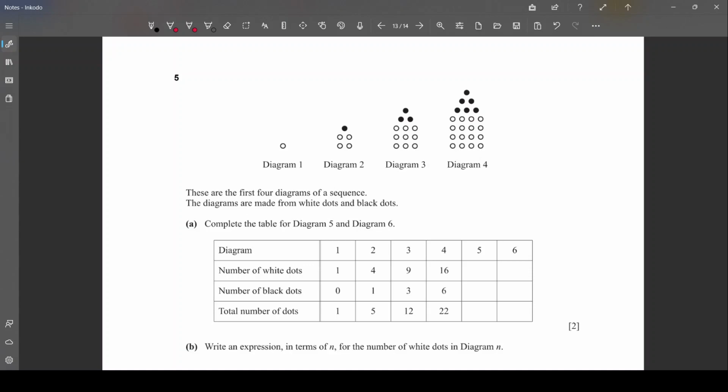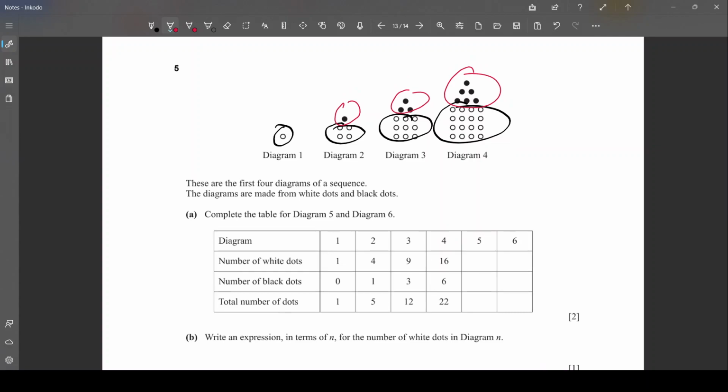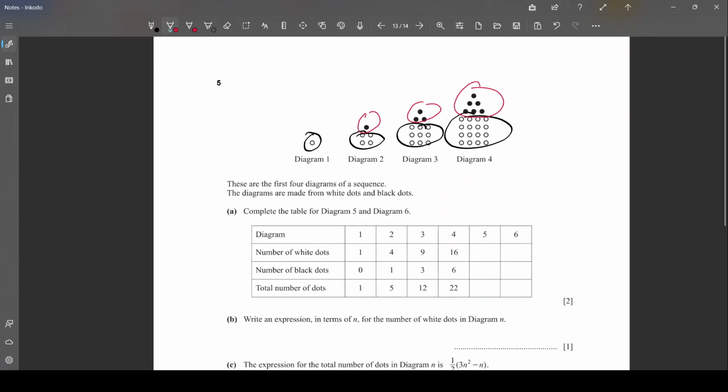The diagrams are made from white dots and black dots. You can see here the white dots, and these are white dots, these are white dots, and these are black dots over it. So you have to complete the table right here. The number of white dots is given till the 4th term. We have to find out the 5th term and 6th term.